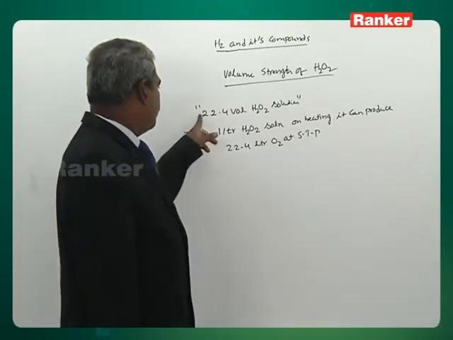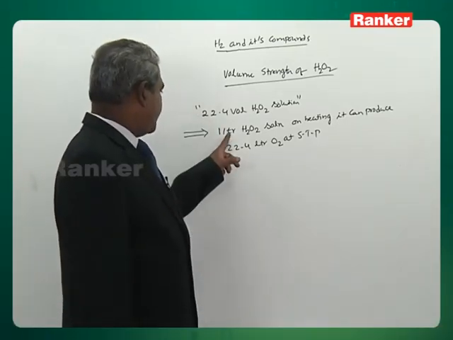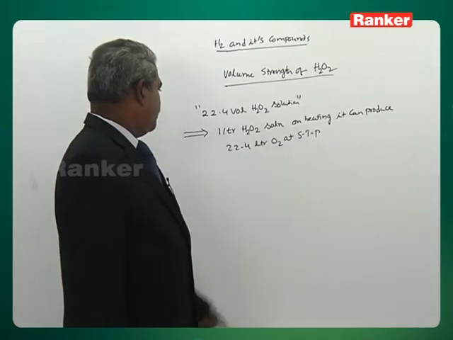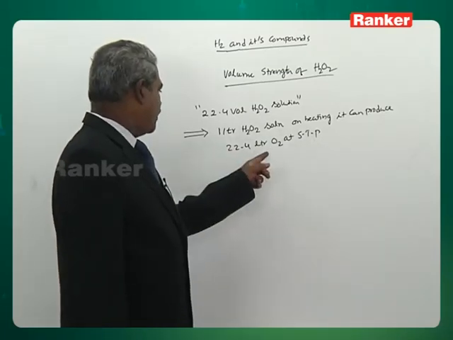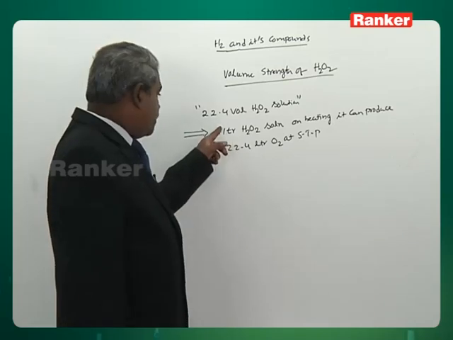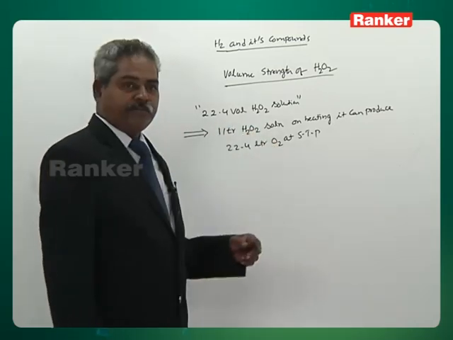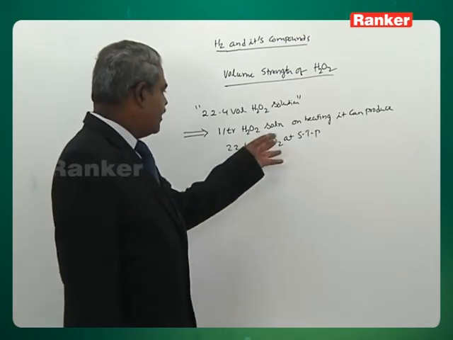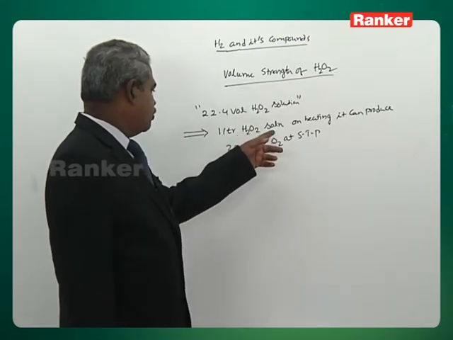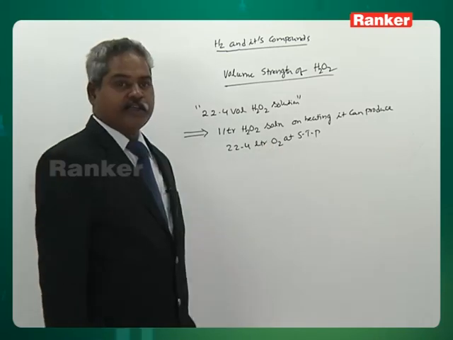So, when I say 10 volume, what does it mean? 1 liter gives 10 liters of oxygen at STP. You may be surprised how to get 22.4 liters from 1 liter. Remember, this is a solution, this is a gas at STP. So, volume of a gas can be anything. So, 1 liter H2O2 solution giving 22.4 liter oxygen at STP.